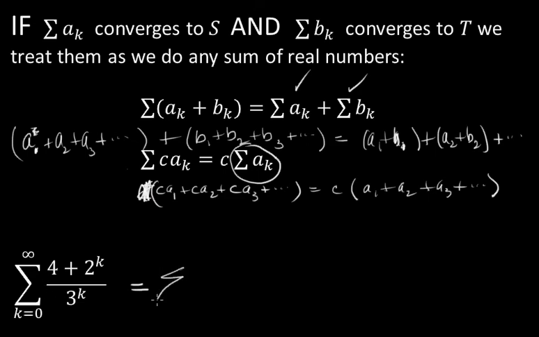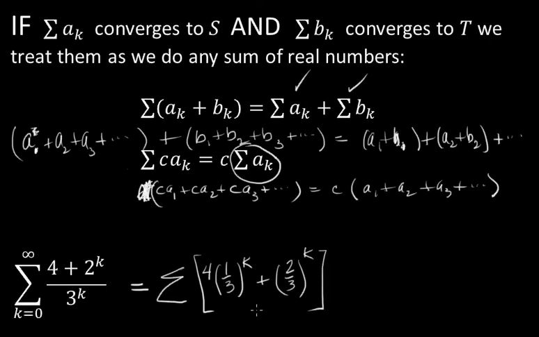I'm going to first of all separate the fraction into 4 times 1/3 to the k. I see 4 times 1 over 3 to the k, plus 2 to the k over 3 to the k, which is 2/3 to the k. So these are the terms of the series, and I can split them and factor that 4 out.